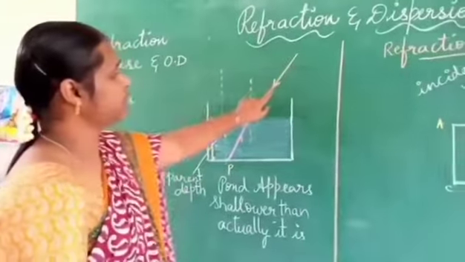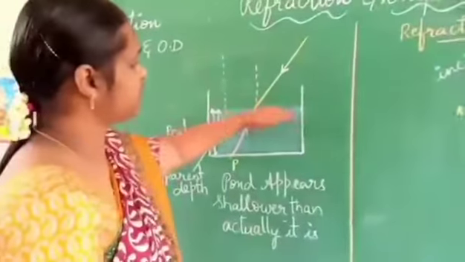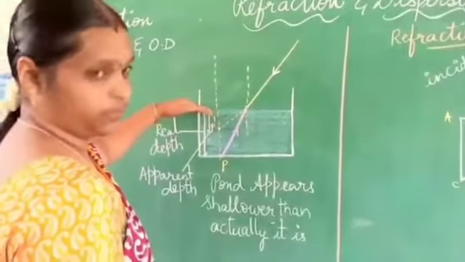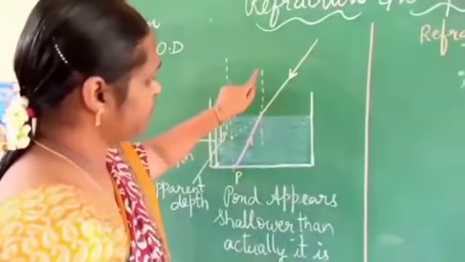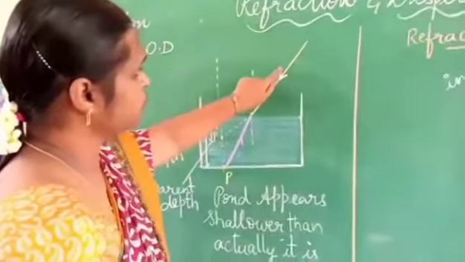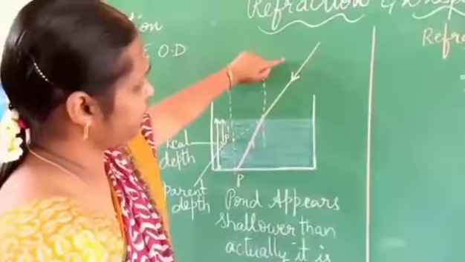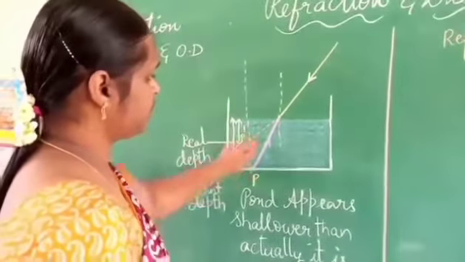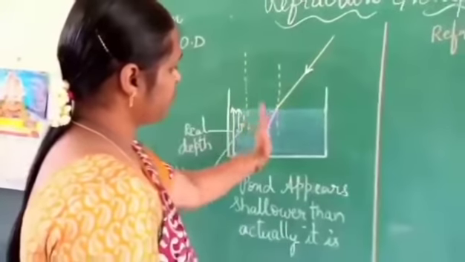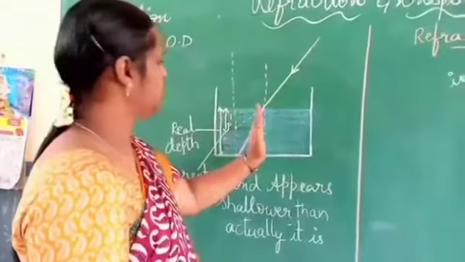So here this is the incident ray which is falling on the surface of the pond. This is a normal that I have drawn here. When it is moving from rarer to denser, it moves towards the normal. This is the normal we have drawn, so it is moving towards the normal.